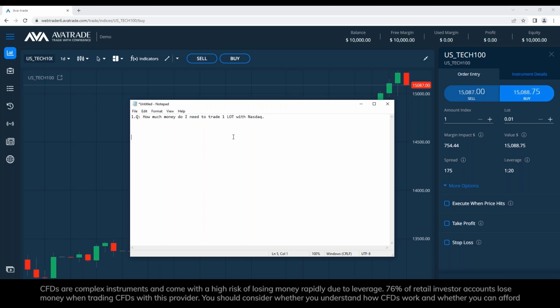So to trade one lot, first of all, what the hell is a lot, right? One lot is a measuring unit. A lot is a measuring unit moving from 10 to 100, to 1,000, to 10,000, to 100,000. That's for currencies, okay? And that's just how it works.